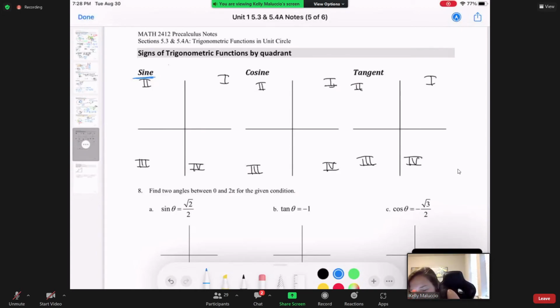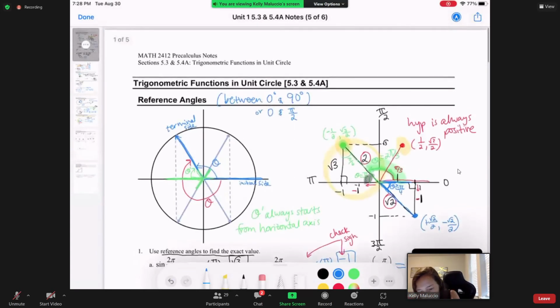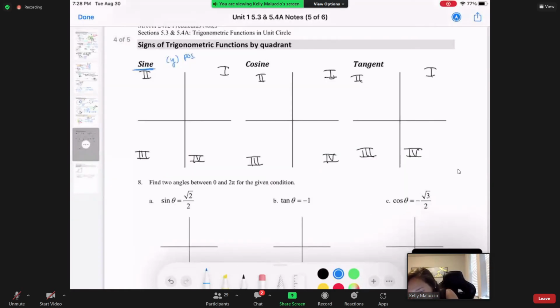So sine, remember, is the y value. So it's positive above the x-axis. We have it's always positive here, but it's negative here and negative here.